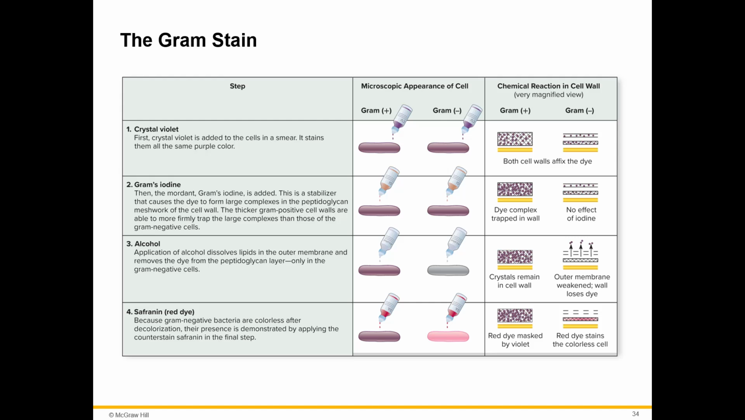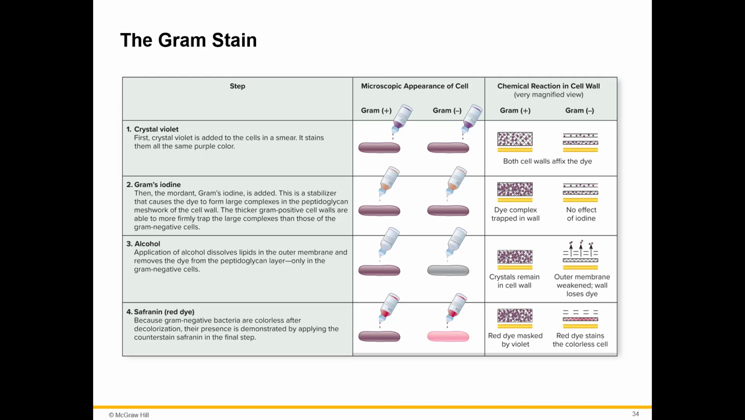Then we're going to add Gram's iodine. Iodine acts as a mordant. A mordant allows the primary stain to stick. So crystal violet is our primary stain, iodine is the mordant, and this allows that crystal violet to form a more tight complex with the membrane. So here you can see the crystal violet is just more deeply attached to the peptidoglycan, and the crystal violet is more deeply attached to the peptidoglycan here.